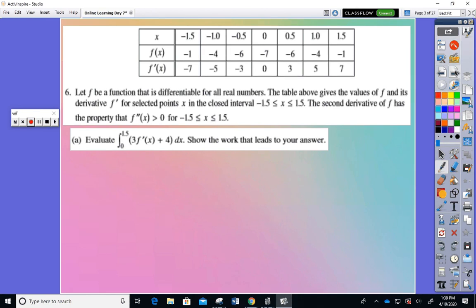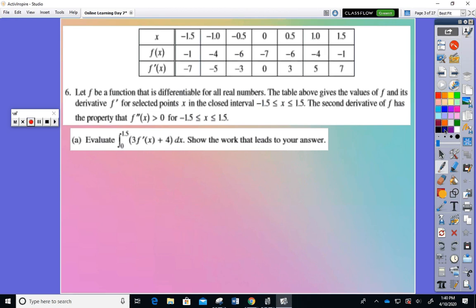The table above gives the values of f and its derivative for selected values of x, and from negative 1.5 to 1.5, which I do see are my left and right x values in the table. The second derivative has the property that f double prime of x is greater than 0. And I think that second derivative information actually applies to part D of this problem, which we're not doing. So when I look at the problem at hand, it wants us to just evaluate the integral. So this is making sure you understand just the first fundamental theorem of calculus, nothing fancy here.